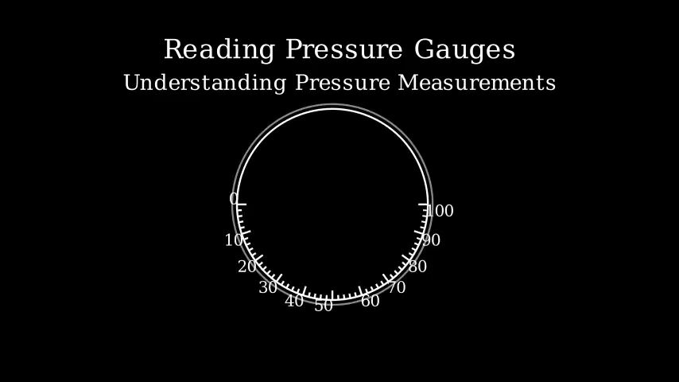This circular gauge has a dial that typically ranges from 0 to a maximum pressure reading. The dial is marked with major and minor divisions, similar to a clock face. A needle points to the current pressure reading.